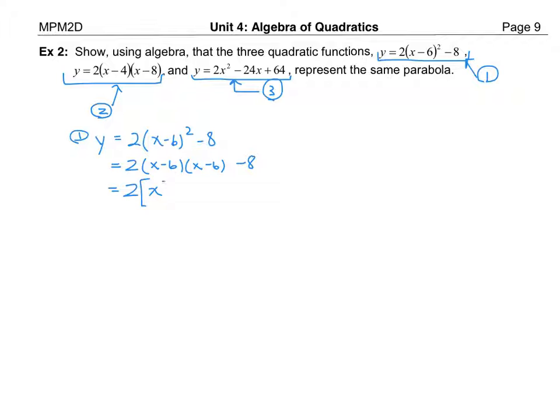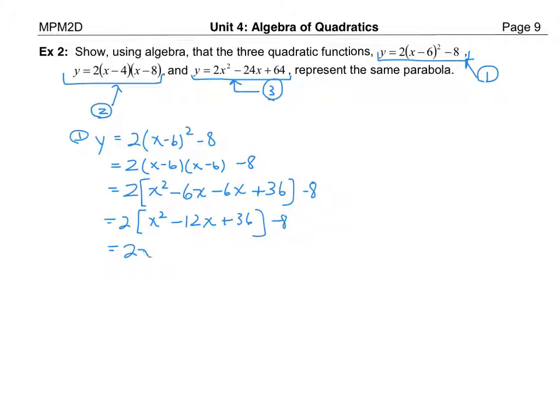So x times x would be x squared. A minus 6 times the x is minus 6. A minus 6 times an x is minus 6 with an x each time. And then minus 6 times minus 6 would be plus 36. And then minus 8. We would have 2. We're going to get x squared. A minus 6x and a minus 6x is minus 12x's. Plus 36. Minus 8. Run through that.